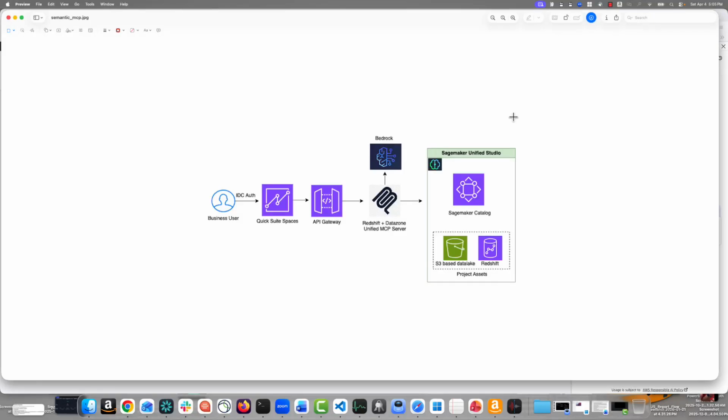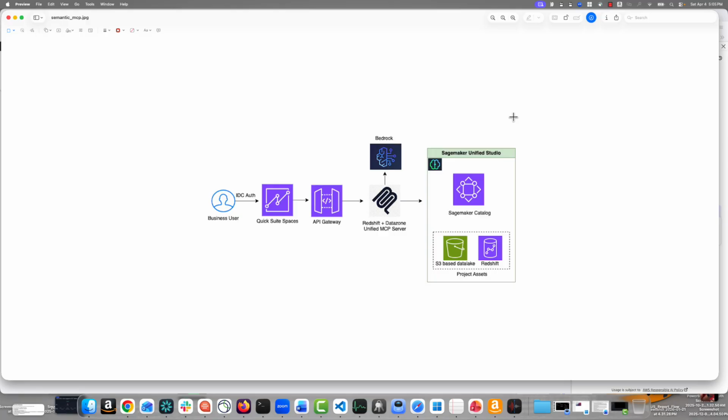Hi everyone, my name is Gaurav Sharma and today I'm going to demo a solution which I have built to integrate QuickSuite and Sagemaker Unified Studio using a unified semantic MCP server, which is a combination of Redshift and DataZone MCP servers.